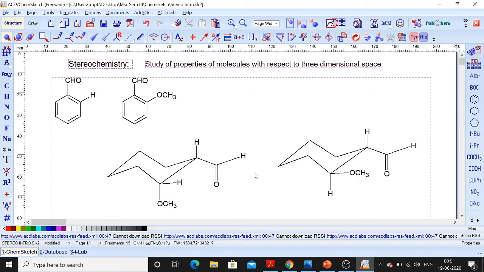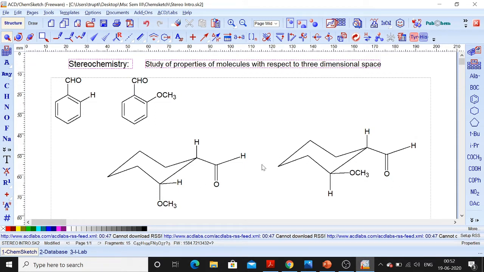But look at this structure. This is a cyclohexane in the chair conformation. The aldehyde group is also present. You can see that in both structures the aldehyde is in the equatorial position. I have a methoxy group on the neighboring carbon of the aldehyde group. This methoxy group has two possible positions: either it can be at the axial position or it can be at the equatorial position.